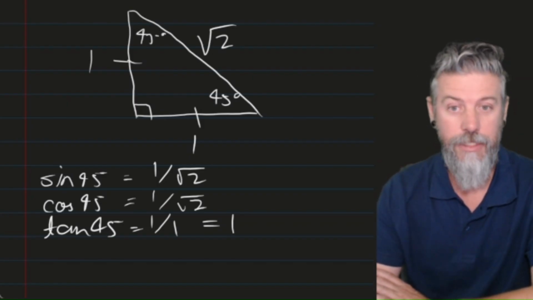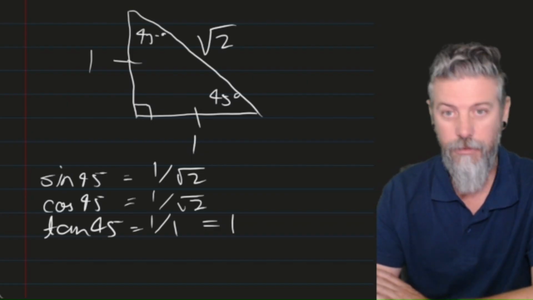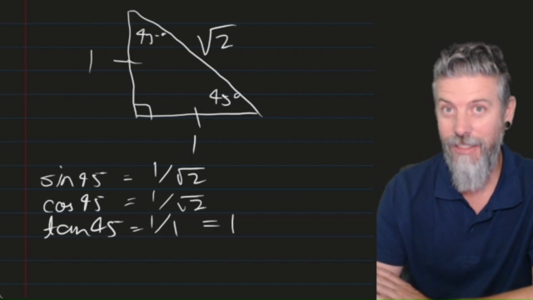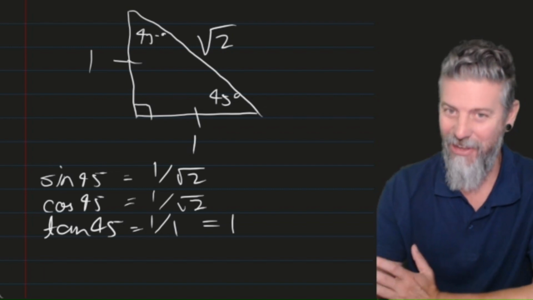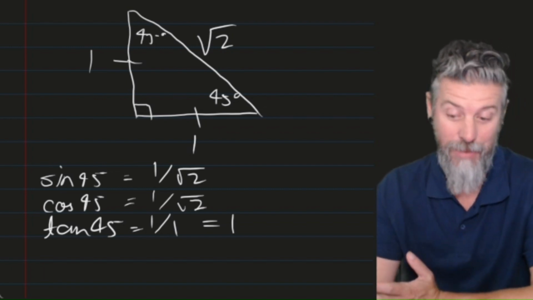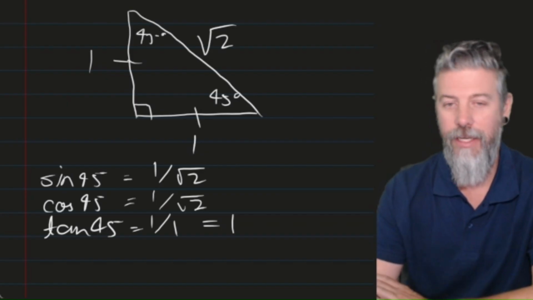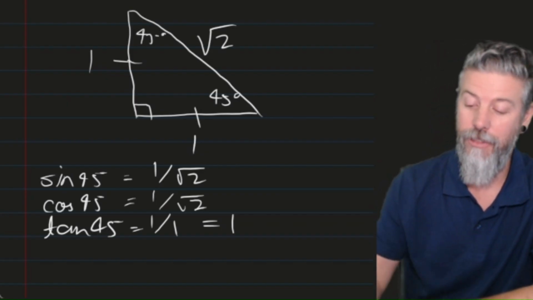Okay, so there it is. There's our 45-degree angle triangle. Easy to create. It's isosceles. It's on its side, but I think we should always think of isosceles triangles being like this. And then we can get these 45-degree angles.